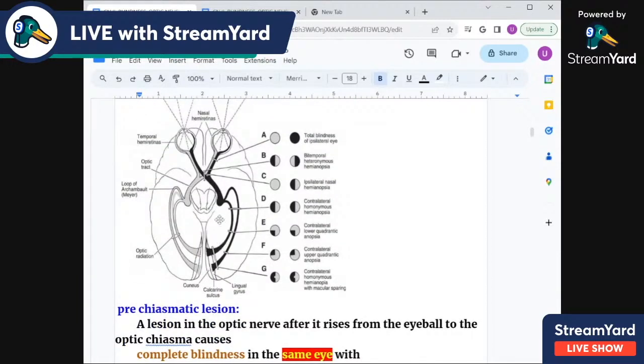Then we did the lesion in the optic nerve before the optic chiasma: complete blindness in this eye, and an incomplete lesion of the optic nerve before the optic chiasma will cause blindness in the nasal half of the right eye, or the same eye. So here, these are the lesions.